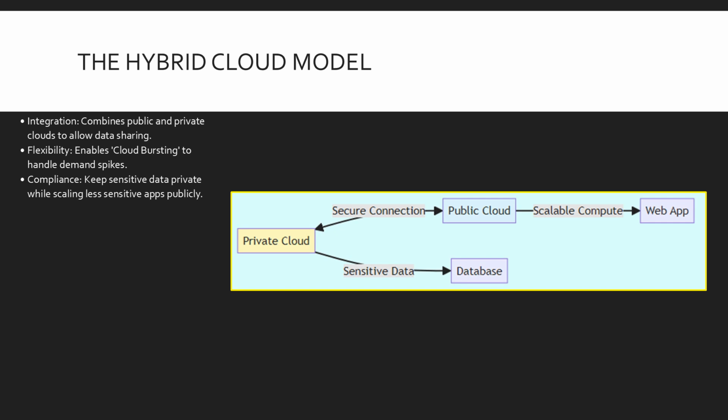Now, we define the hybrid cloud. This model combines public and private clouds, bound together by technology that allows data and applications to move between them. It is not just using two clouds, it is the interconnectivity that defines it.